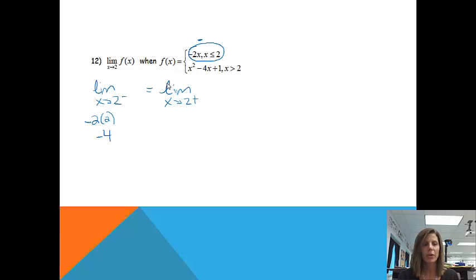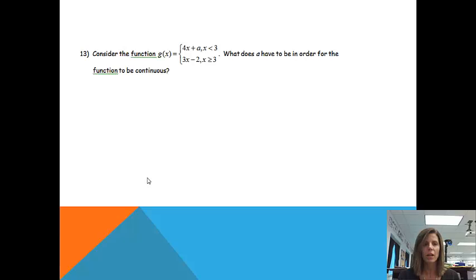Now we're going to find the limit as x approaches 2 from the right, and 2 from the right would be 3, 4, 5, 6, which would be all values bigger than 2. So we're going to use the second part of the function, and I'll again use direct substitution and just plug 2 in for all the x's. And when I do that, it looks like I get negative 3. So you'll notice that the limit from the left did not equal the limit from the right, and because of that, we can put that the limit does not exist.